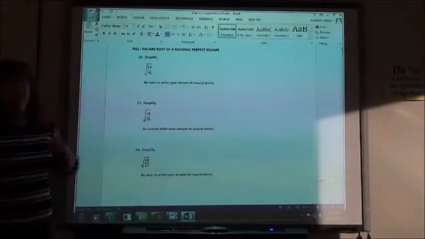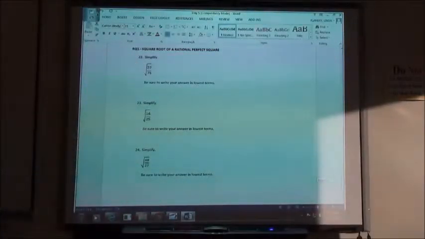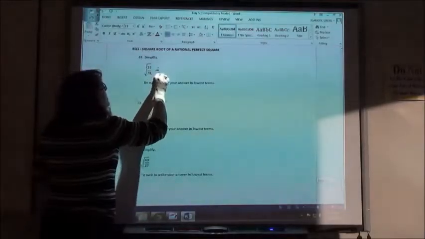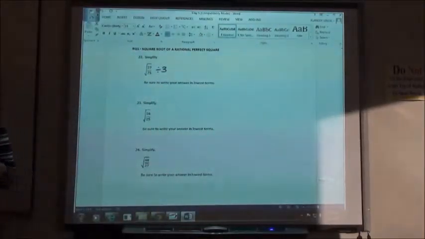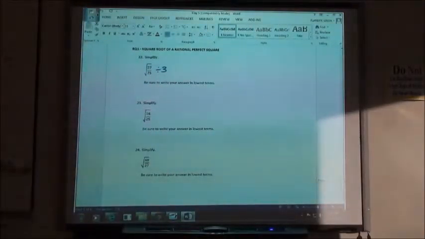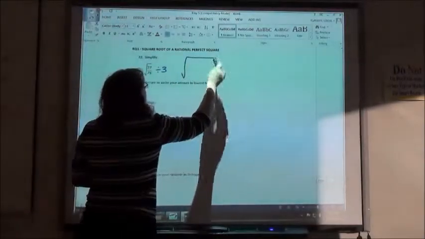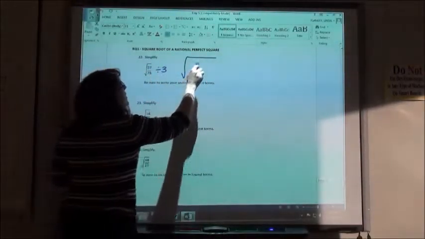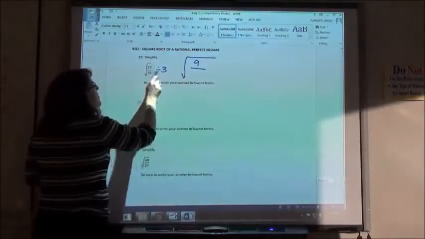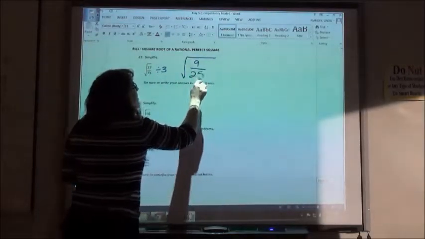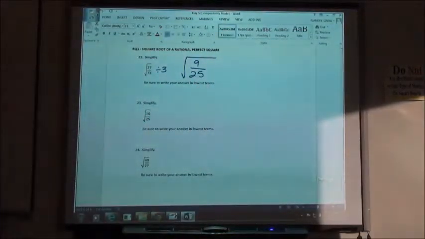27 over 75. Well, 27 and 75 are both not perfect squares. I can't just do the square root of 27 and get a nice whole number. But if I happen to divide them both by 3 and reduce my fraction down, still under the square root, 27 divided by 3 is 9. 75 divided by 3 is 25. Now they both end up being perfect squares, and I can take their square roots.